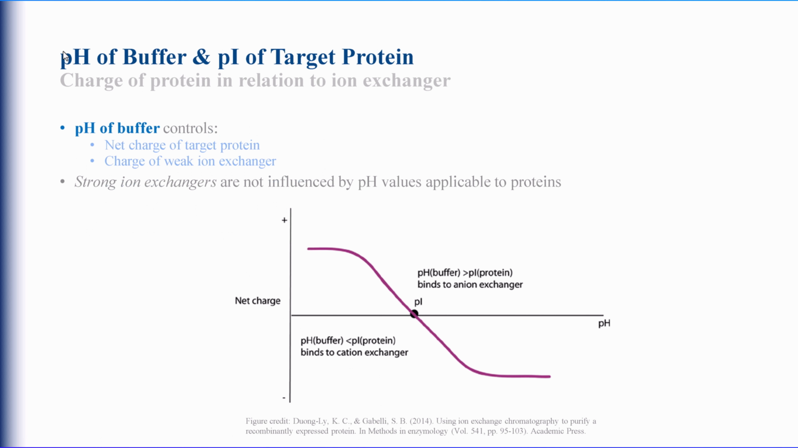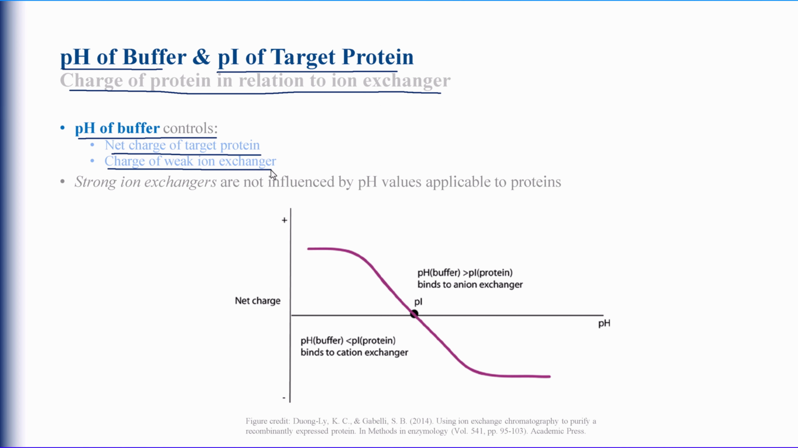Now let me discuss the pH of the buffer and its relation to the isoelectric point of target proteins in relation to the charge of the protein and the ion exchanger. So the pH of the buffer controls the net charge of the target protein and also controls the charge of the weak ion exchangers. Strong ion exchangers, on the other hand, are not influenced by pH values applicable to proteins.